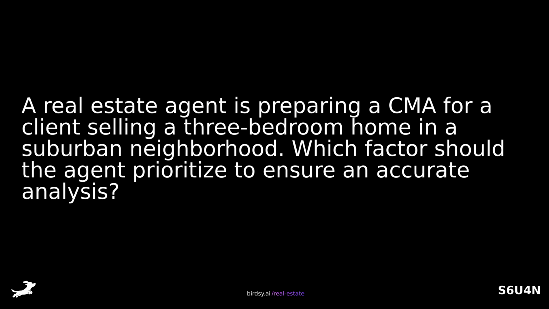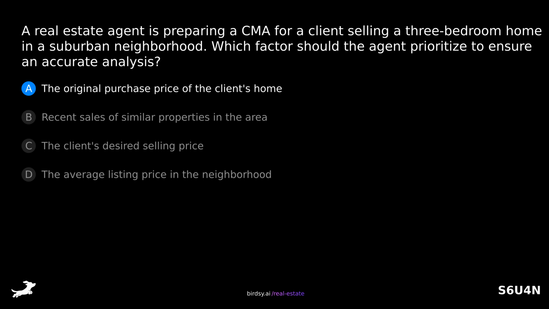A real estate agent is preparing a CMA for a client selling a 3-bedroom home in a suburban neighborhood. Which factors should the agent prioritize to ensure an accurate analysis? Is it A. the original purchase price of the client's home, B. recent sales of similar properties in the area, C. the client's desired selling price, or D. the average listing price in the neighborhood?